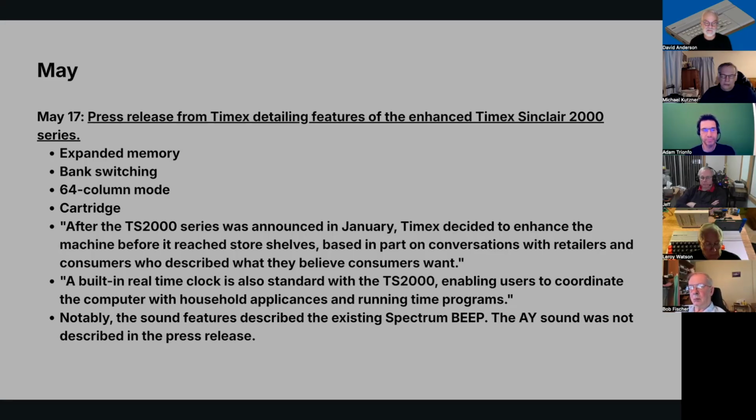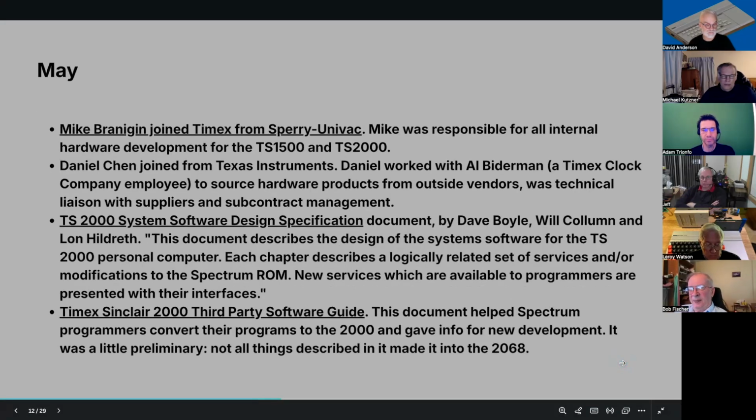They did not deliver the real-time clock that we were promised. And weirdly, when the memo describes the sound features, it's exactly the same description as the Spectrum. There's no mention of the AY sound features, but by this time, it was already part of the design.